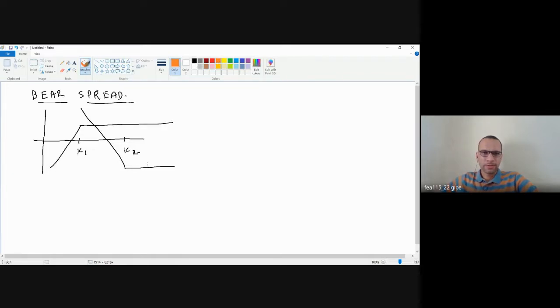So this is a long put at K2 and a short put at K1. All right. Again, we can plot the simple payoff diagram here as well, something which we did for the earlier strategy. Again, just three sections.